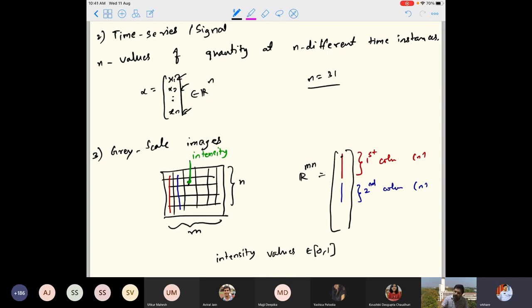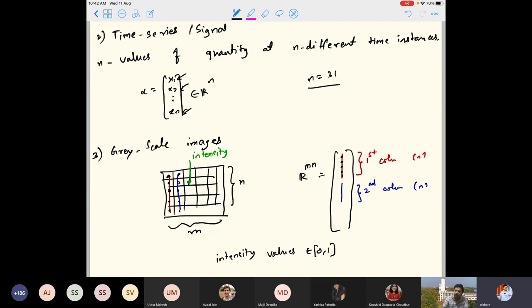Each entry here is an entry in the closed interval [0, 1]. It will correspond to the intensity of a certain pixel. So these will be the intensities in these pixels. Then the intensity values coming in the second column of the pixel, and so on and so forth, up to the mth column of the pixel.